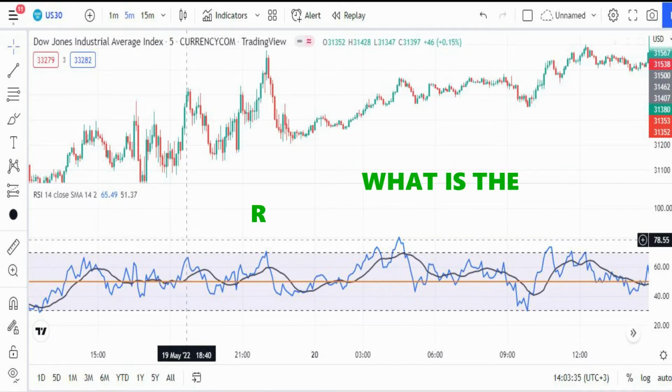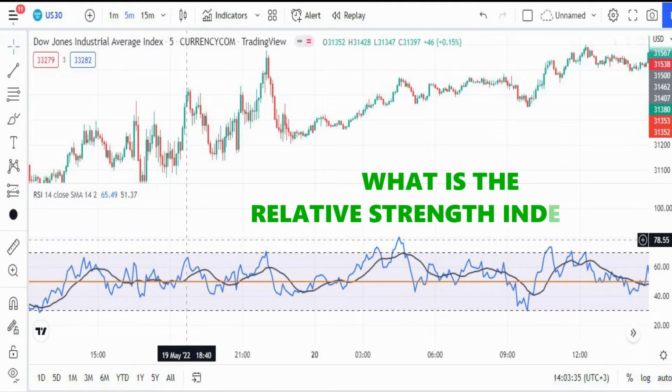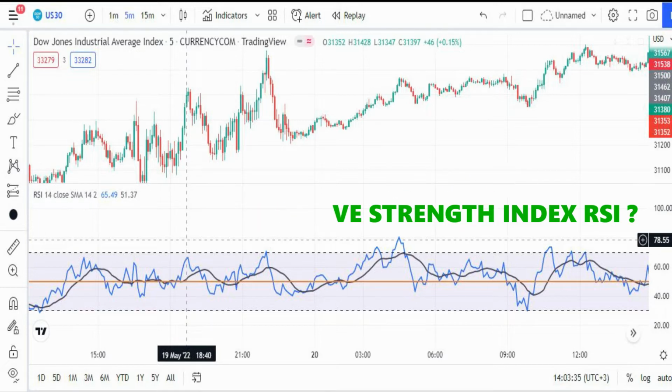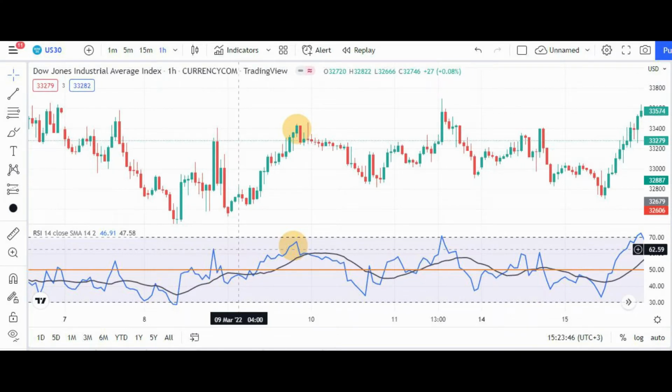The Relative Strength Index, RSI, is a momentum indicator used in technical analysis that measures the magnitude of recent price changes to evaluate overbought or oversold conditions in the price of a stock or other asset. So, the strategies that we explain today.